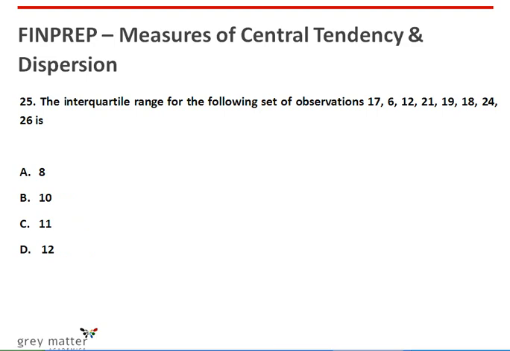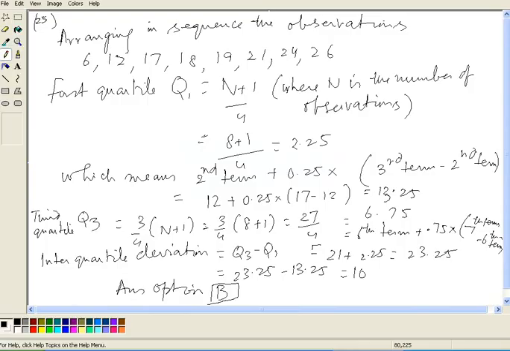25th question. The interquartile range for the following set of observations 17, 6, 12, 21, 19, 18, 24, 26 is... Going to our work area, arranging in sequence the observations: 6, 12, 17, 18, 19, 21, 24, 26. First quartile Q1 is given by (n plus 1) by 4, where n is the number of observations. Now we have only 8 observations, so (8 plus 1) by 4, which is 2.25, which means second term plus 0.25 into (third term minus second term), which works out to 13.25.